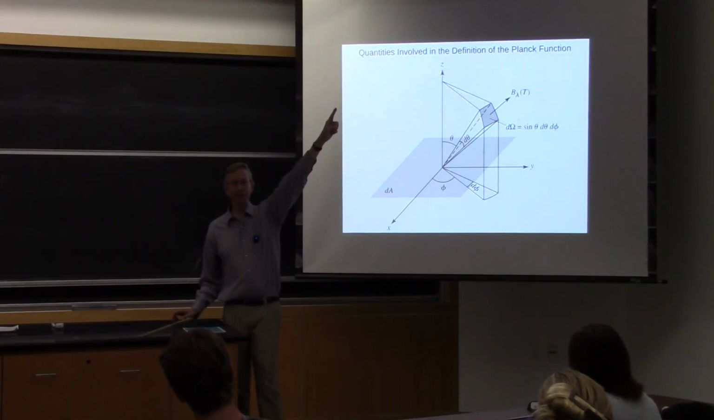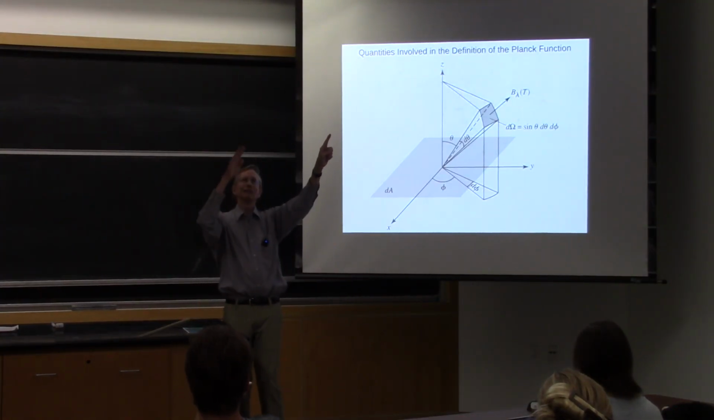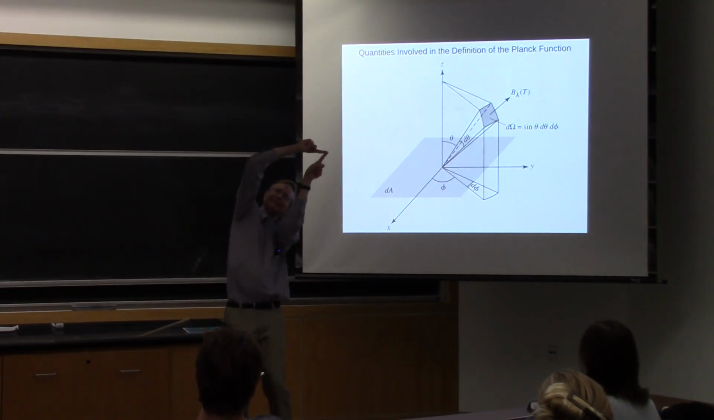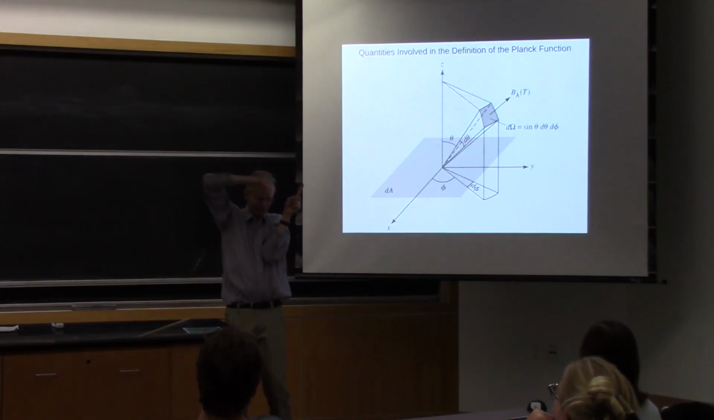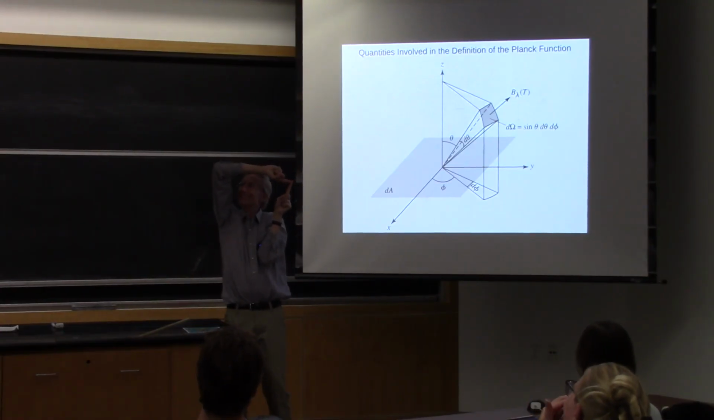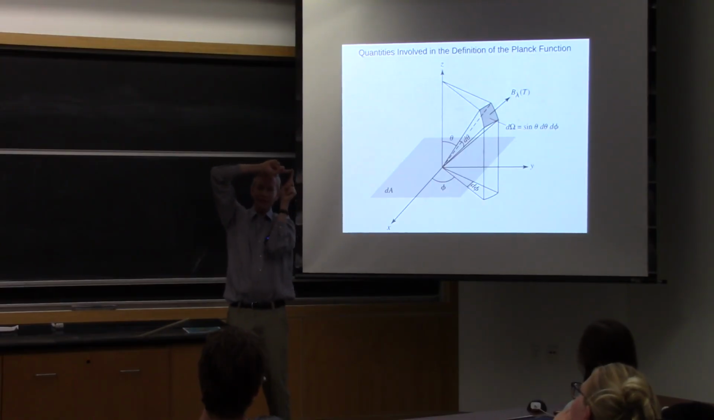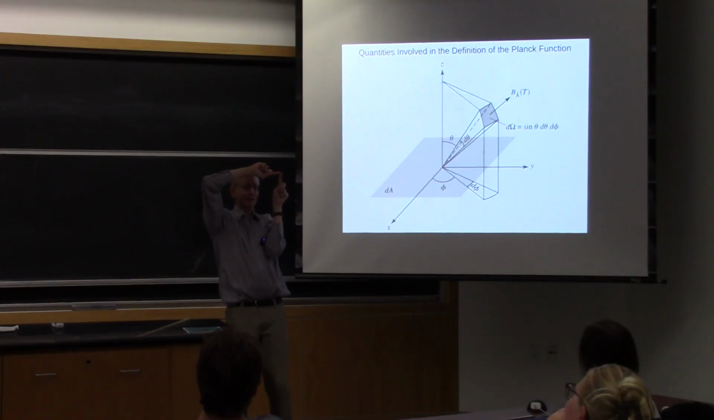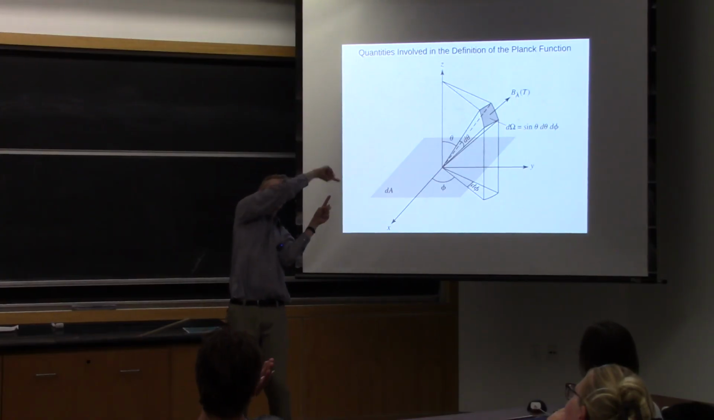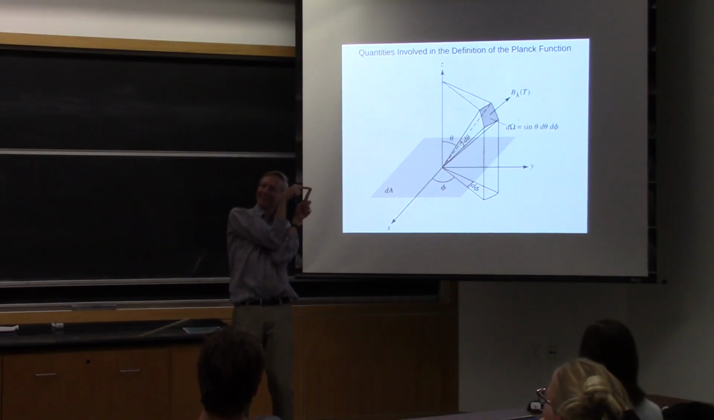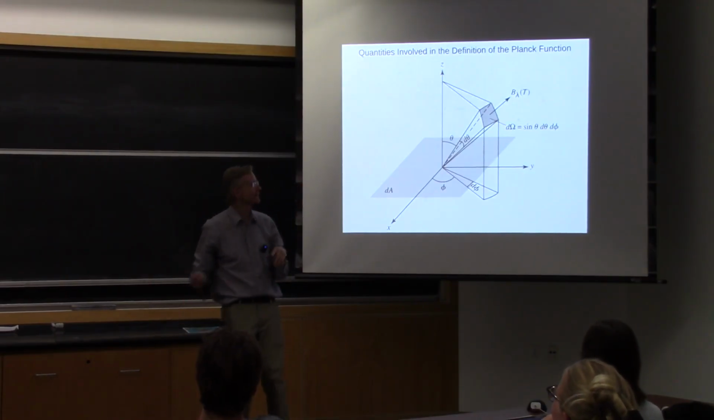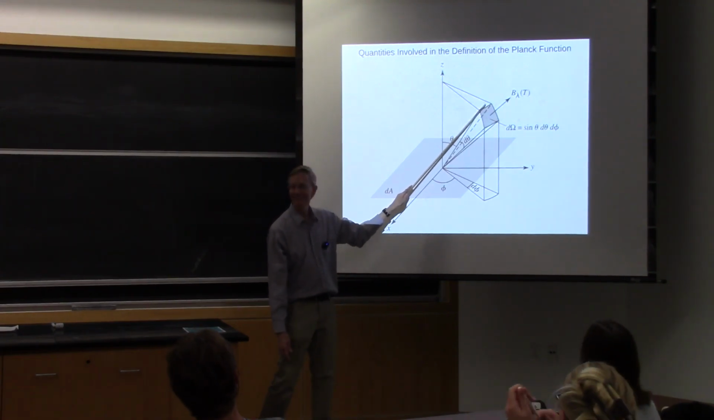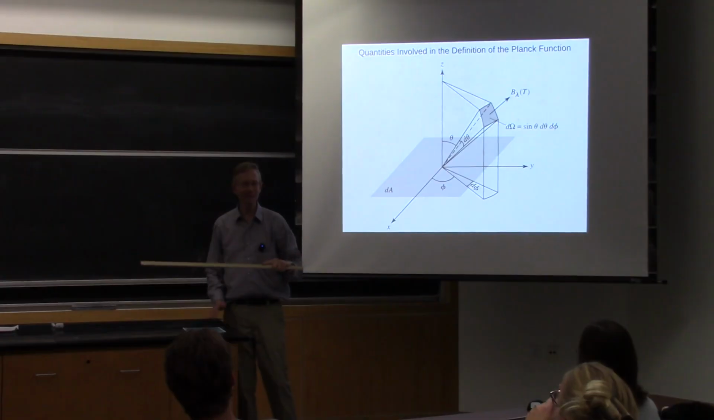So here's r, and here is r sine theta. I'm going to sweep a little d phi around. What is this distance right here? There's r sine theta d phi.